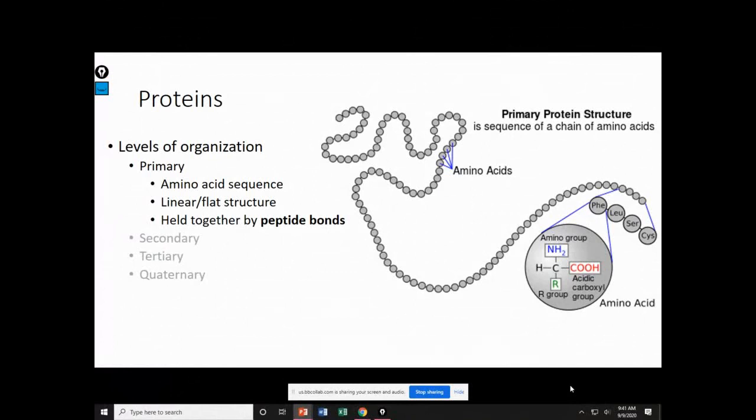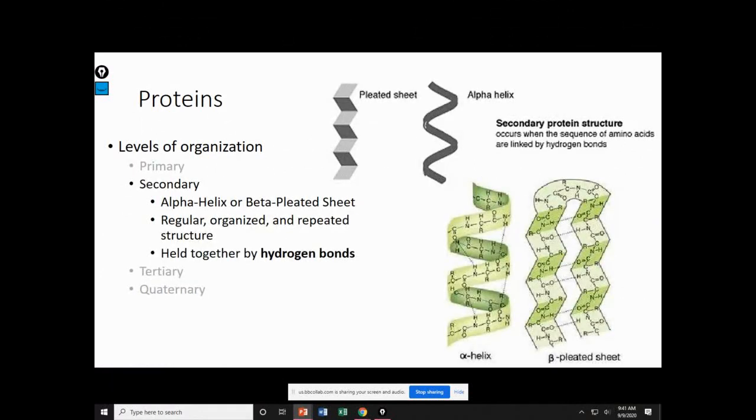Feel good so far? Okay, let's look at the secondary structure then. I'm going to draw in here really quick. Sorry about that. Okay, so the secondary structure is going to start to put kinks in your flat necklace. Okay, so our kinks are going to occur as hydrogen bonds.